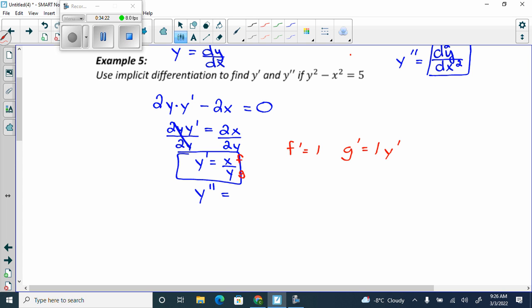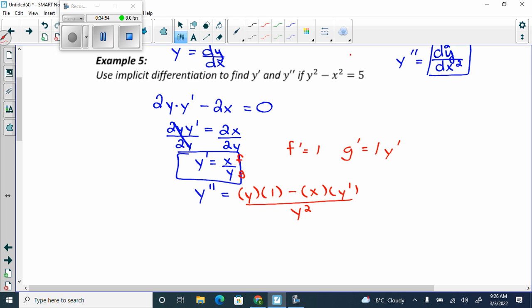So we're going to get g, which is y, times f prime, which is 1, minus f, which is x, times g prime, which is y prime, over y squared. Now this is where the problem is going to happen. For the first derivative, we get y prime by itself. We agree? The second derivative, we'd have to get y double prime by itself, correct? It already is. So yay. The problem is this isn't going to match an answer.